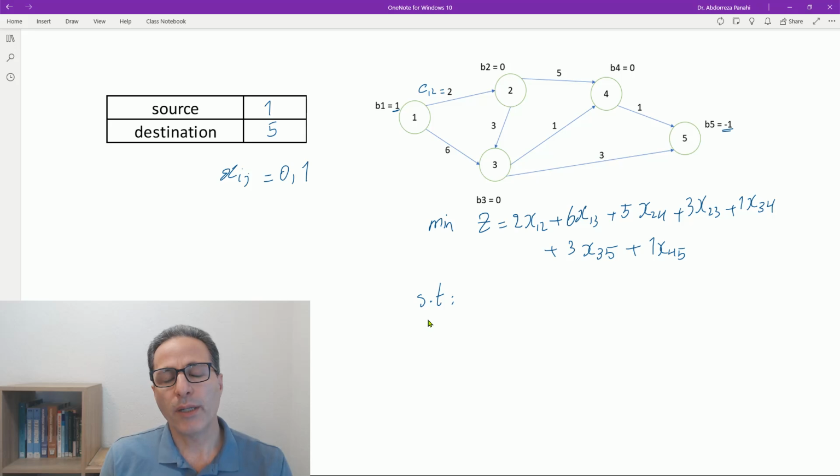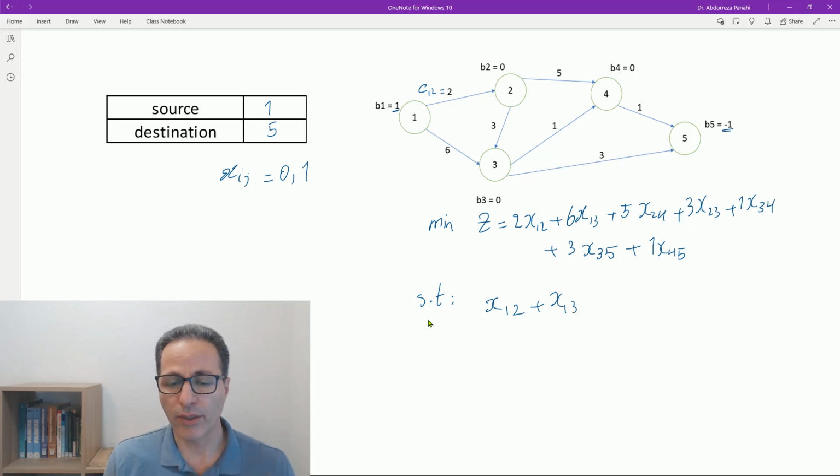From 1, we have 1 unit to supply. We should send it out because we need that one here. So the condition for node 1 is that the outgoing flow, x12 plus x13, must be exactly 1. If x12 is 1, it means that we are sending that 1 unit of commodity from node 1 to node 2 along this path.